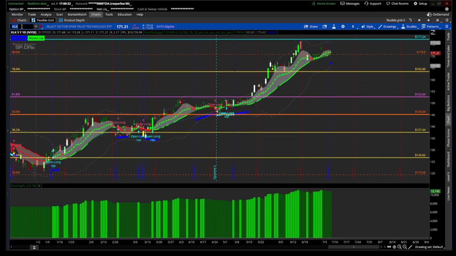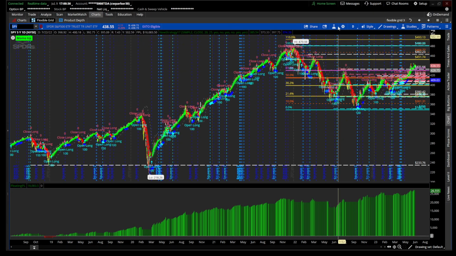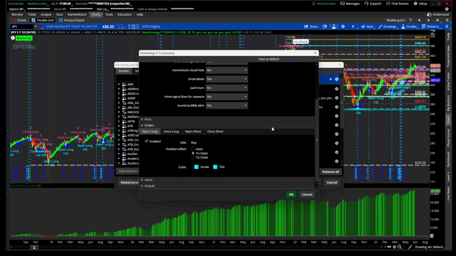So let's go back to the SPY, and we're looking at things from a long position. Let's look at things from a short position. So we're going to not enable those two, and we're going to enable our shorts.